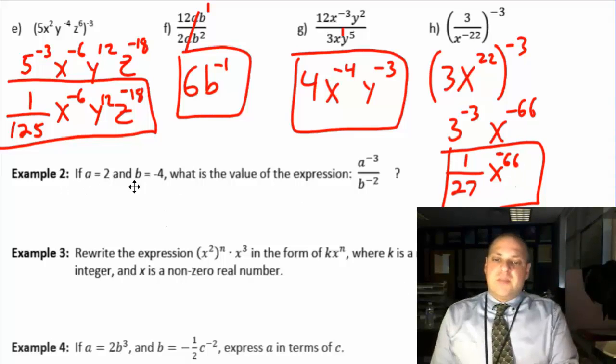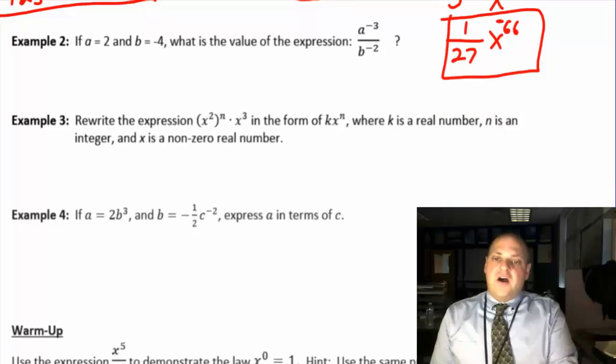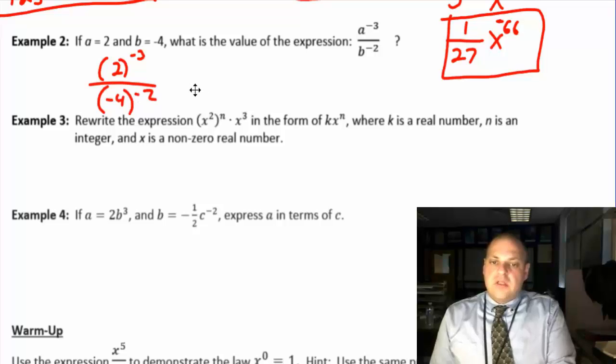All right, example 2. If a equals 2 and b equals negative 4, what is the value of this expression? All right, so a is 2. So we're going to plug that in. 2 raised to the negative 3. And then negative 4, we're going to plug in. That gets raised to the negative 2. And we could actually put this in our calculator, but we're going to do it the long way here.